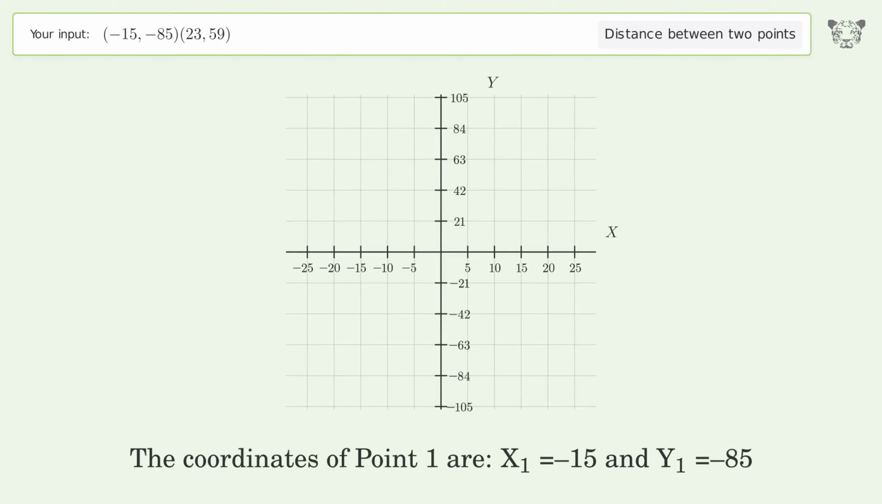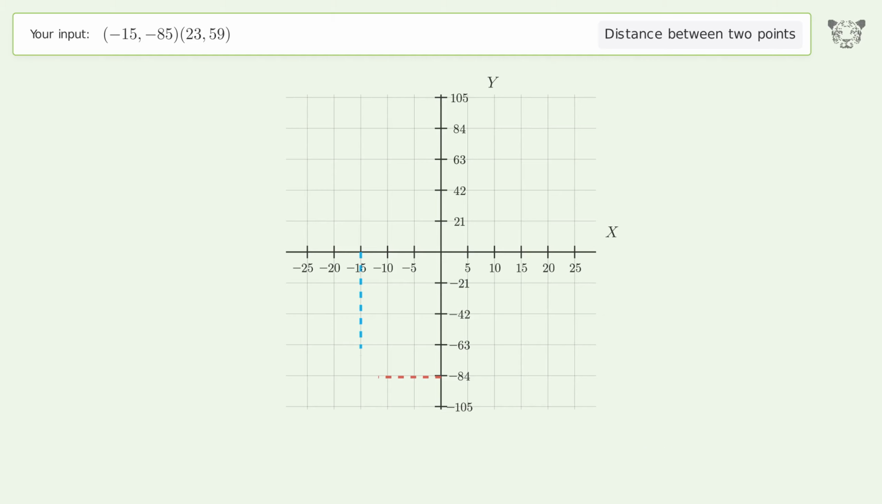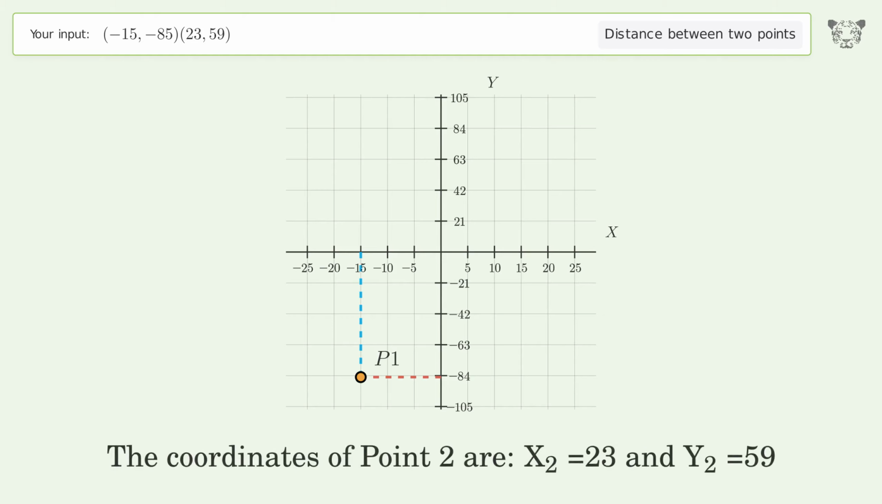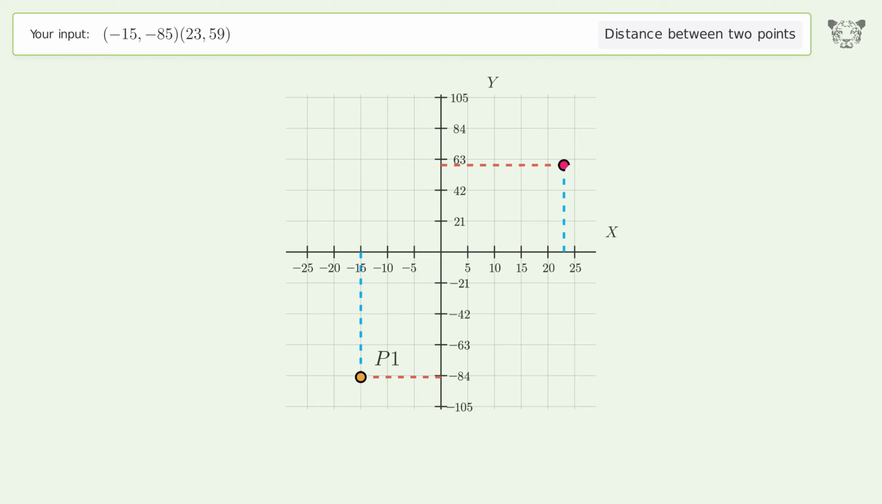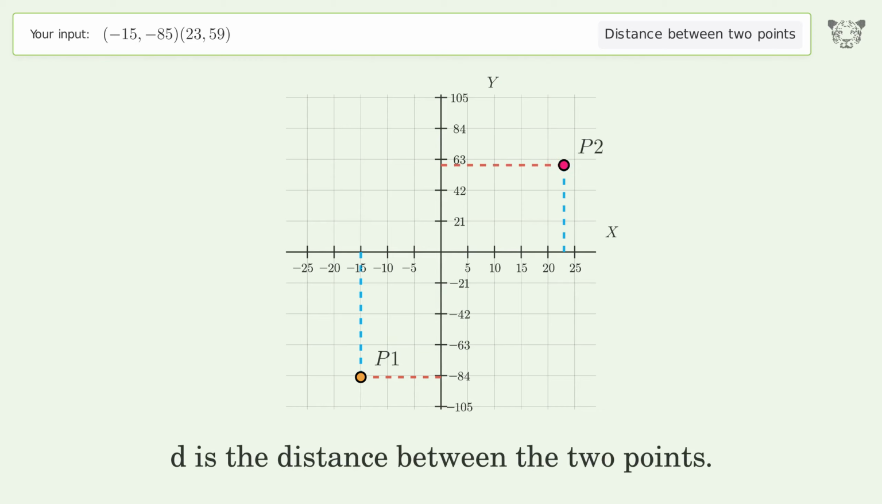The coordinates of point 1 are, x1 equals -15 and y1 equals -85. The coordinates of point 2 are, x2 equals 23 and y2 equals 59. D is the distance between the 2 points.